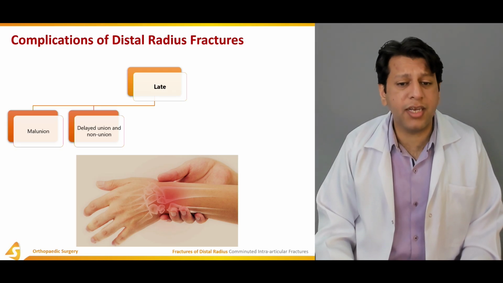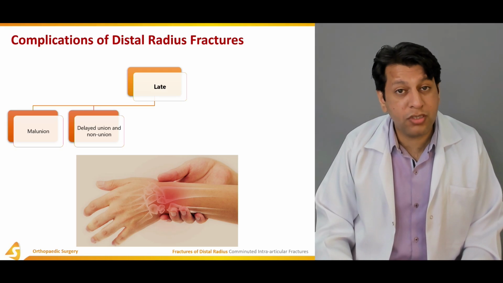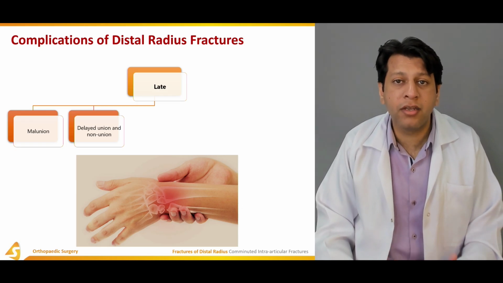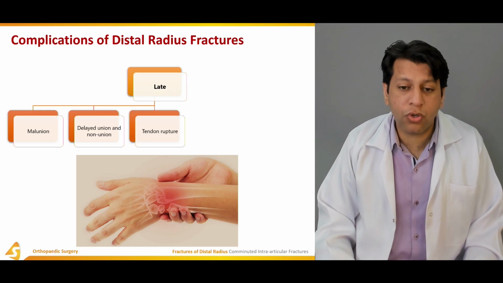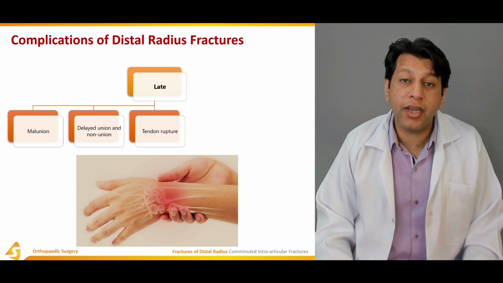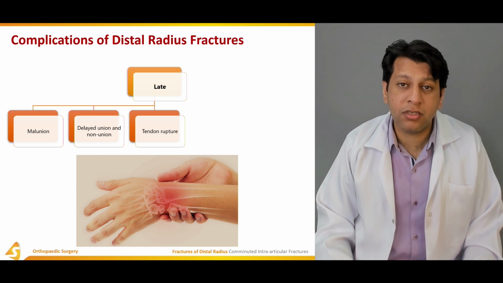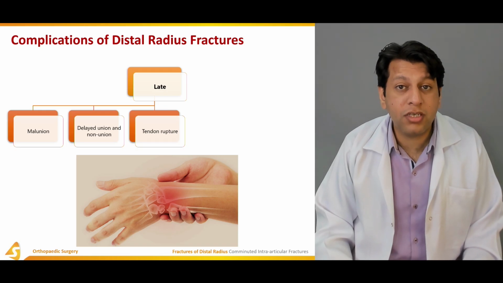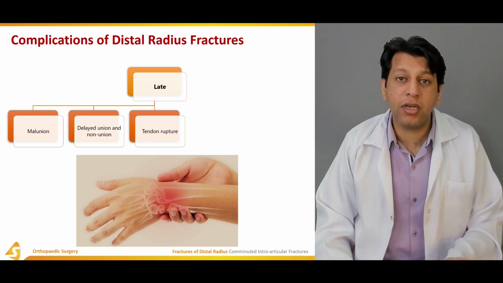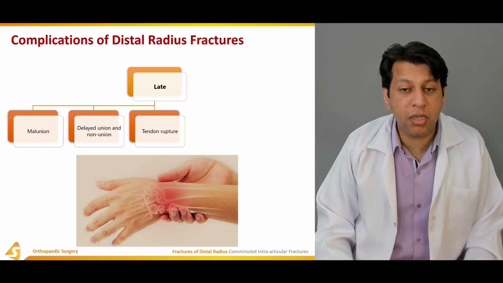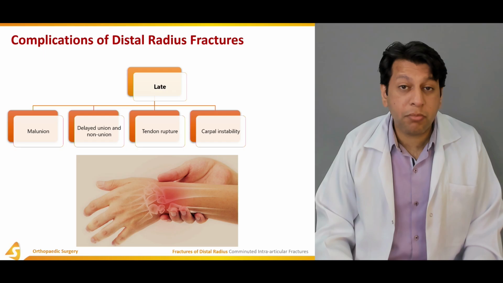This could even be a delayed union or even a non-union, where despite applying an internal fixator in the form of a dorsal or volar plate, the distal radius may be going into a non-union. Other problems which usually appear late are due to the abrasion effect of the tendons over these plates, which can actually result in tendon rupture. Especially with the volar plate, there could be damage to the FPL, or with the dorsal plate, there could be damage to the EPL.